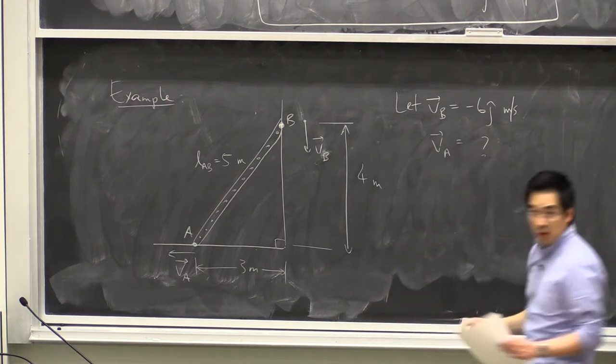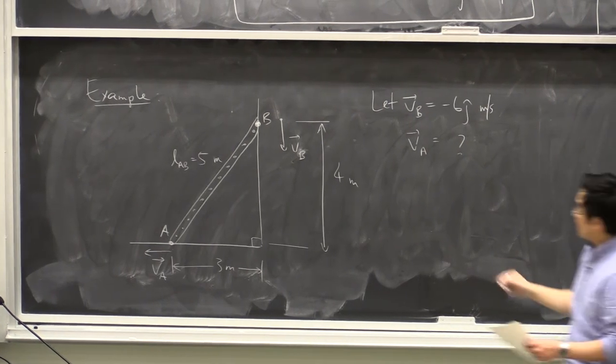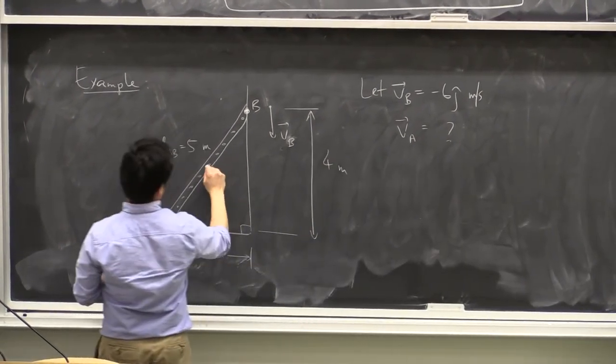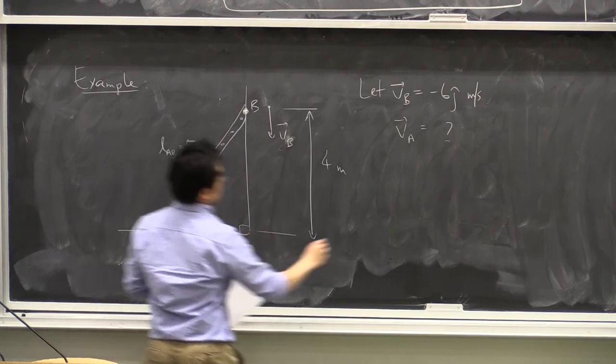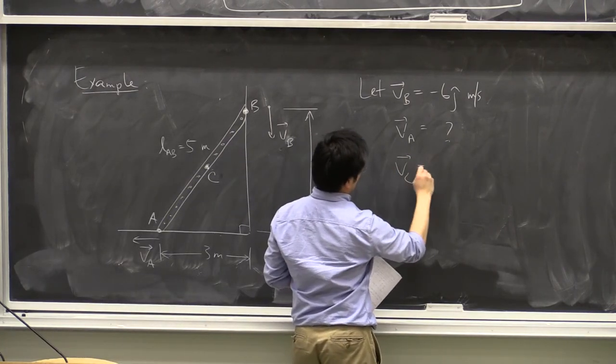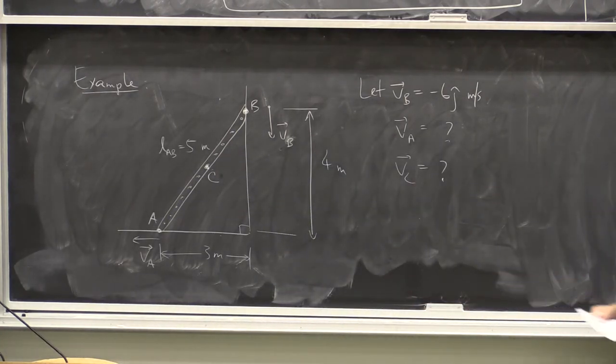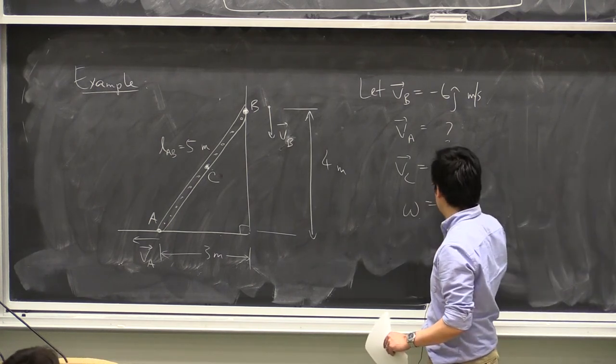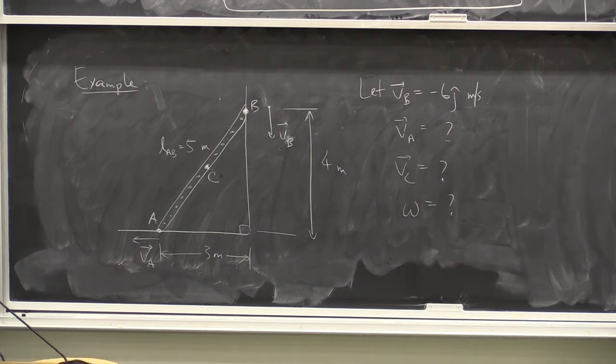And I'm asking you what VA is. I'm also going to ask you maybe even the velocity at the center point here. There's a center point of the ladder, VC, and I also don't know what that is. And clearly my omega right now is also unknown. Lots of unknowns. Only one velocity is known.